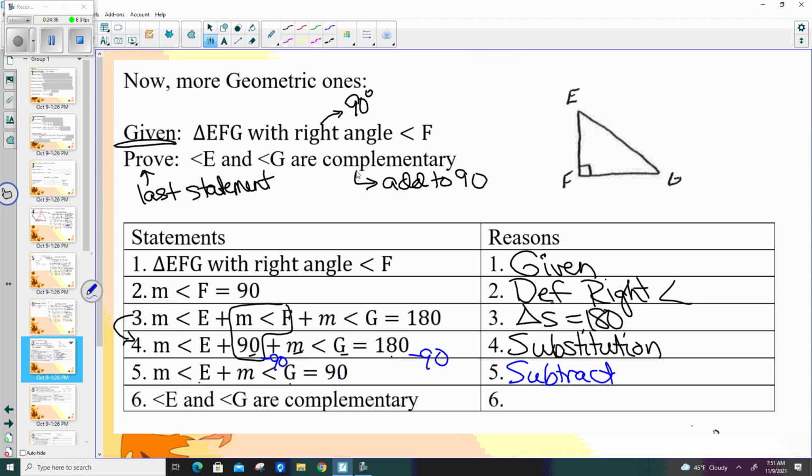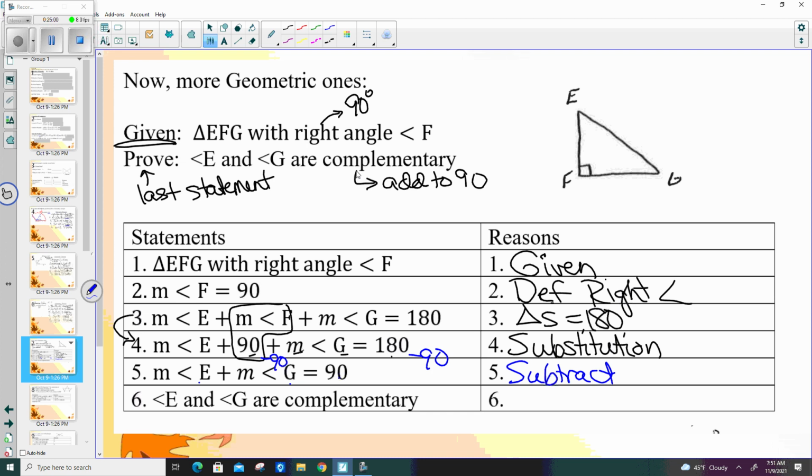All right, so we've gotten to our prove statement. My prove statement is always the last one, never before that. And no, you can't write the word prove as its reason. Why are E and G complementary? What is the measure of angle E plus the measure of angle G? Why are they complementary? Because they equal 90.